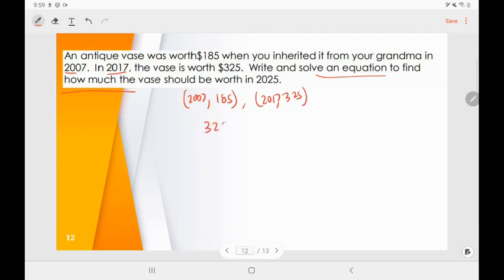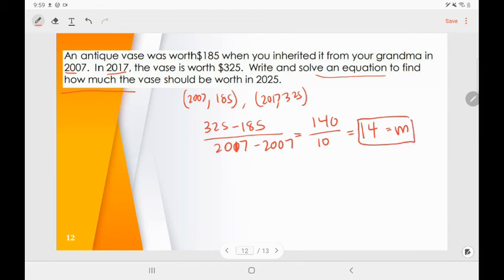So 325 minus 185 divided by 2017 minus 2007. I'm going to go ahead and subtract the top part of my fraction. 325 minus 185 is a grand total of 140. My denominator, 2017 minus 2007, is 10 years. So that simplifies to 14. There's my m.